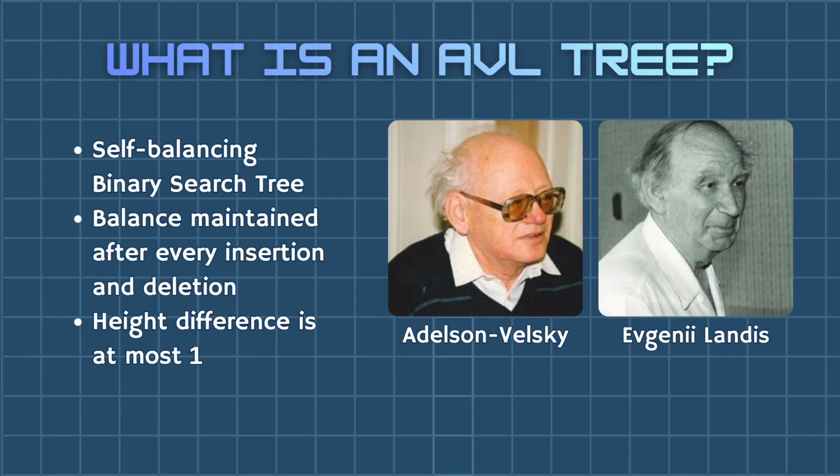An AVL tree is a self-balancing binary search tree. This means it follows all the rules of a BST, but it also makes sure the tree stays balanced after every insertion and deletion. The name AVL comes from the inventors Adelson-Velsky and Landis. The key rule of an AVL tree is that for every node, the height difference between the left and right subtrees is at most 1.